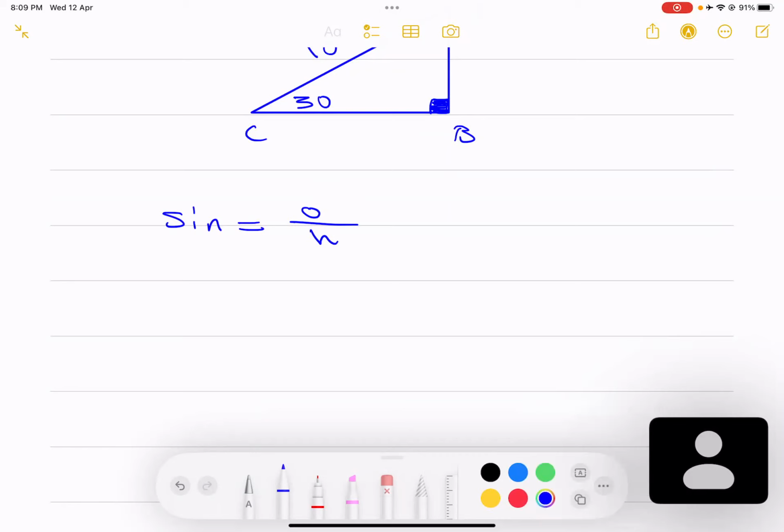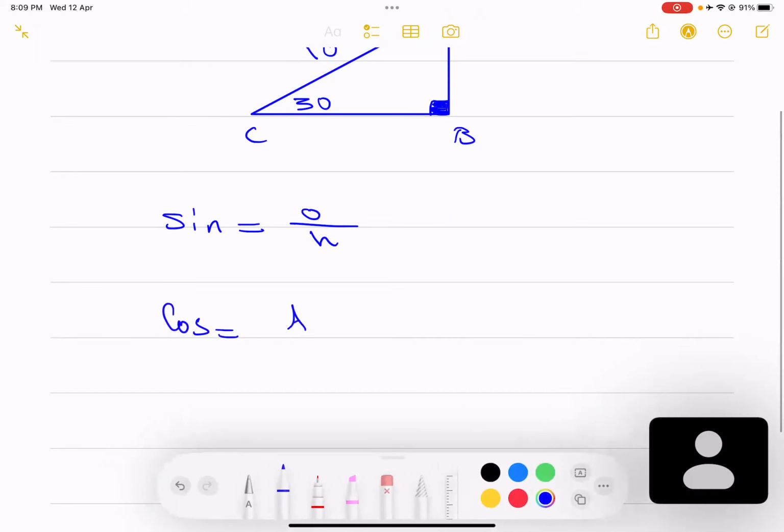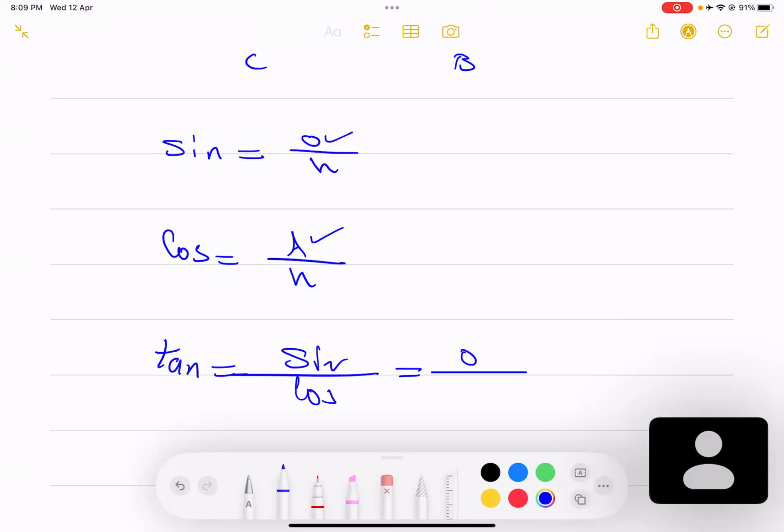So sine is going to be opposite over hypotenuse. What if you have cosine? It's going to be adjacent over hypotenuse. What about the tan? It's going to be sine over cosine, or sometimes we call it first over first, or numerator over the second numerator. So it's going to be opposite over adjacent. Did you get it?